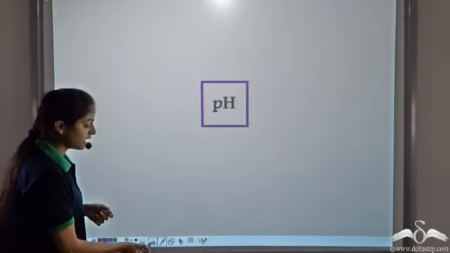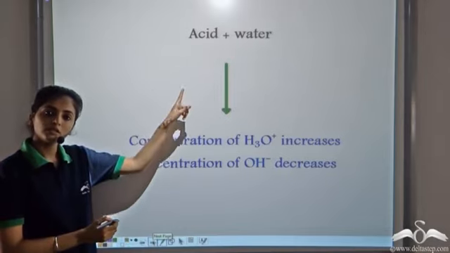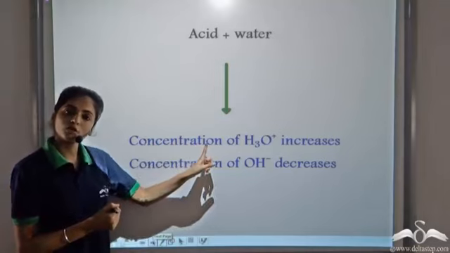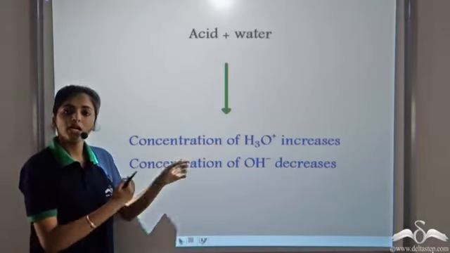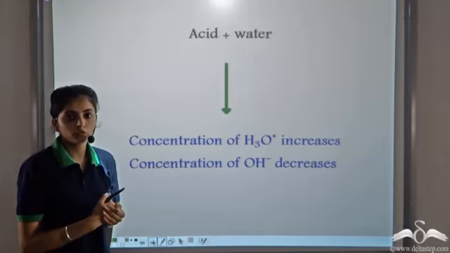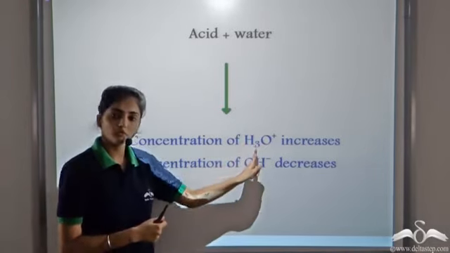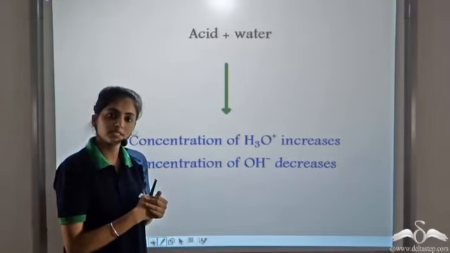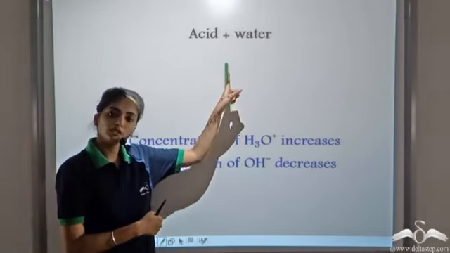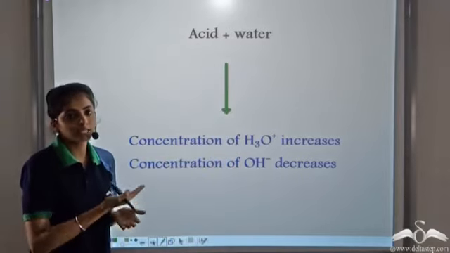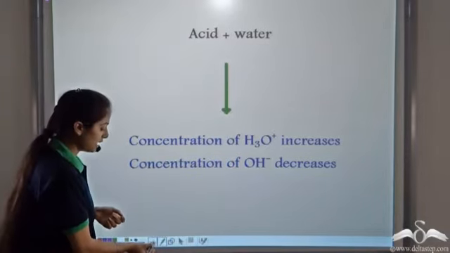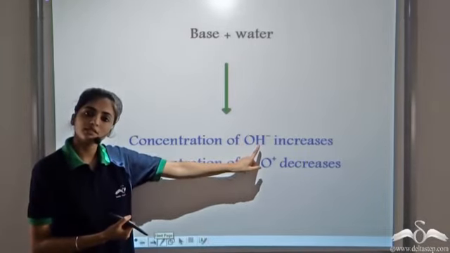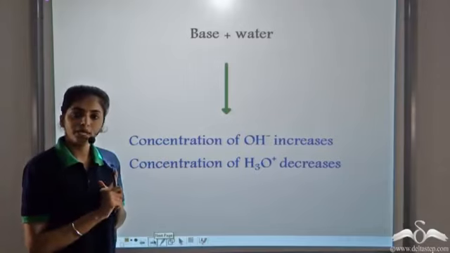You know that when we add acid to water, acid in water gives H3O+ ions. So it increases the concentration of H3O+ and it decreases the concentration of OH-. If the concentration of one species increases, this means the concentration of the other species decreases. So when we add acid to water, the concentration of H3O+ increases. Similarly, when we add base to water, the concentration of OH- increases. So we can use only one of them as a reference.